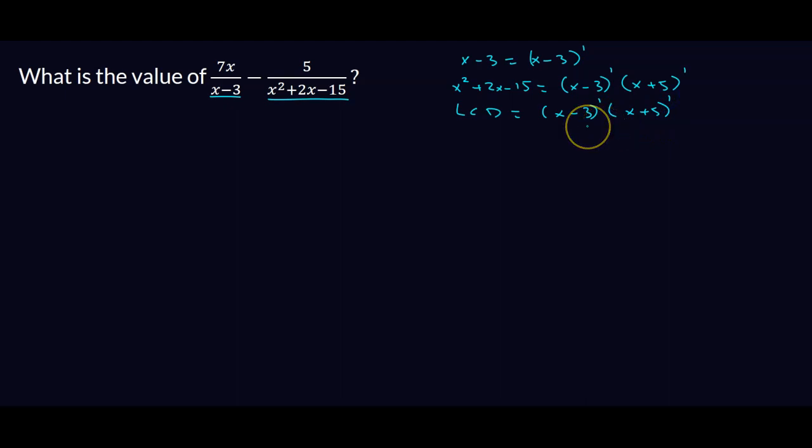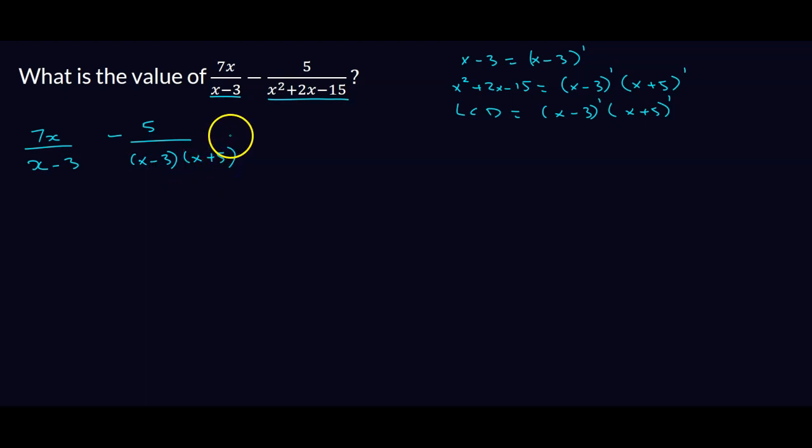So the next step we're going to follow is to rewrite each of these denominators using their factors where necessary. So I have 7x over x minus 3 minus 5 over x minus 3, sorry, and then x plus 5.